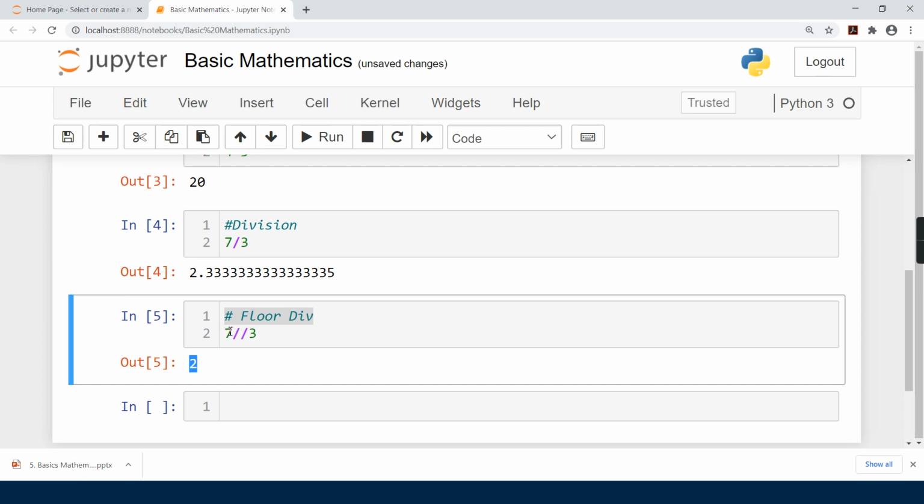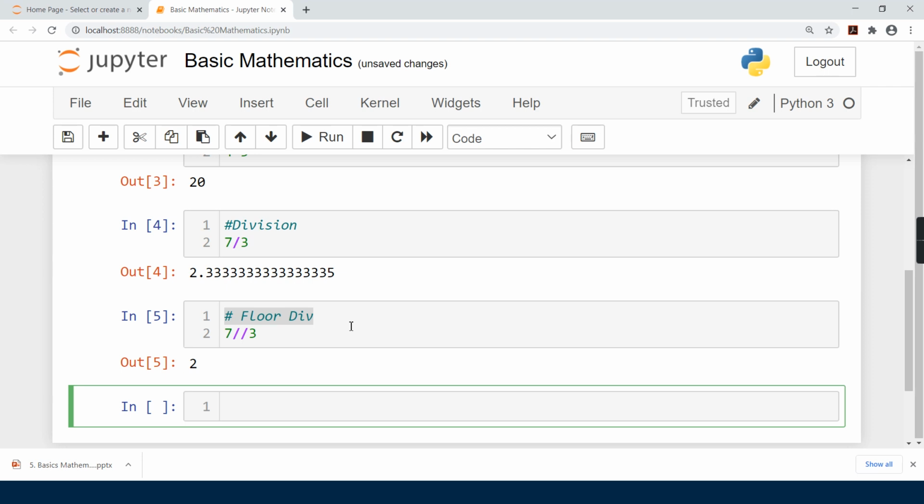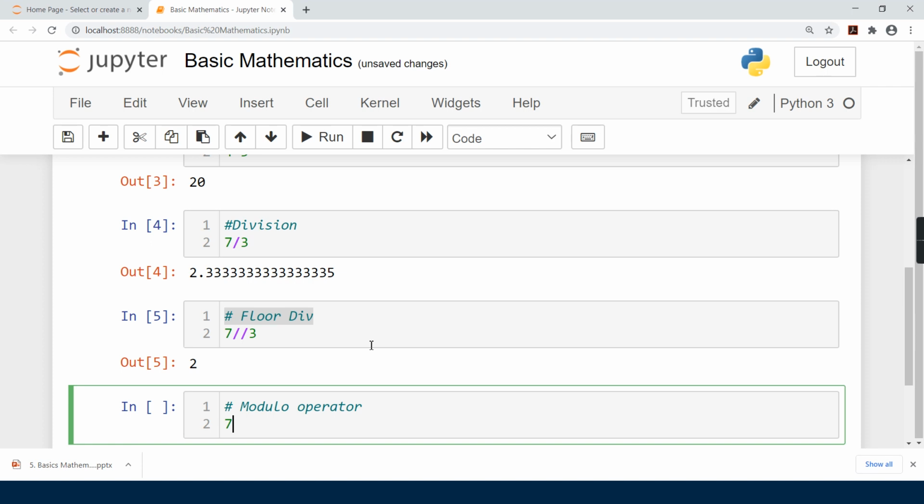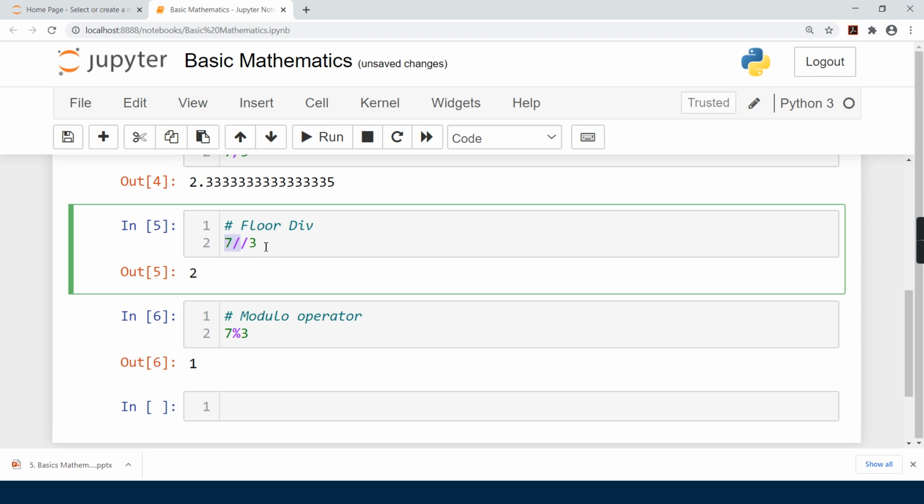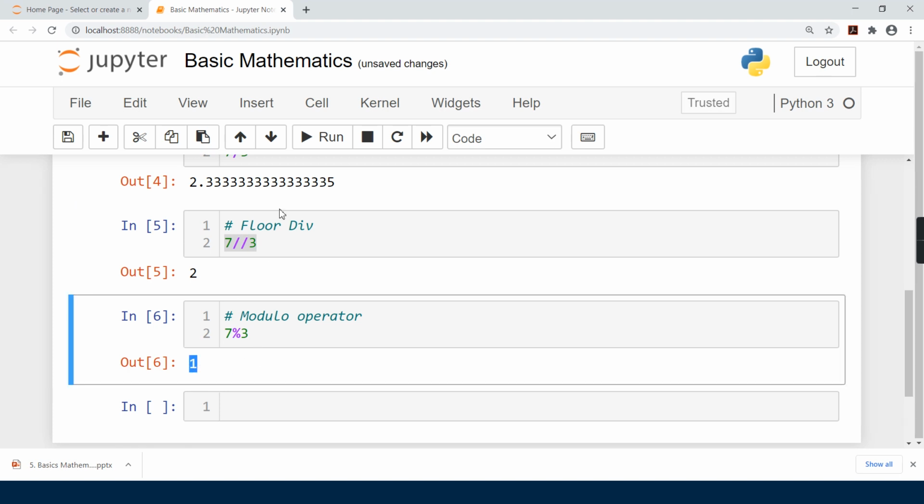That means 3 goes into 7 exactly 2 times, and it's going to ignore that particular value of 1, that is the remainder. Now what if I want to know what the remainder is? For that we need to use the modulo operator. So here we have the modulo operator, and here we have 7, and for the modulo operator we are simply going to use the percentage sign. So 7 percentage 3. When we do that, we get the value as 1, because 3 goes into 7 two times, that is 6, and we have a remainder of 1. So when you use a modulo operator, it's going to give out that particular remainder that is left over. So 1 was the remainder here.